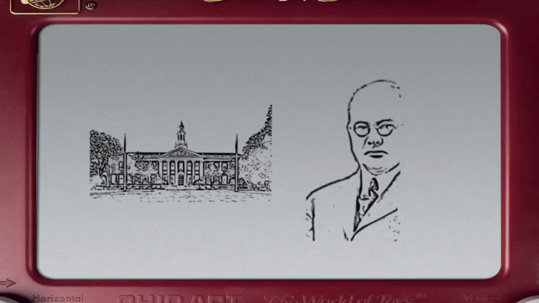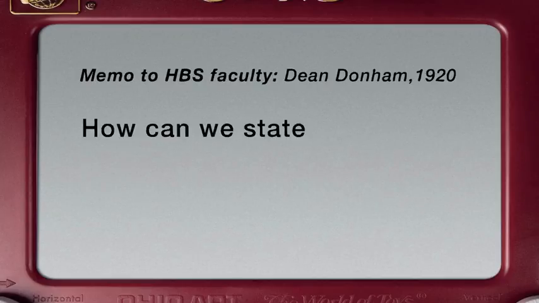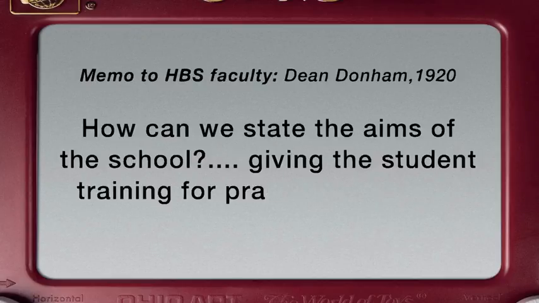In 1919, Wallace Donham was appointed Dean of Harvard's fledgling business school. Shortly after taking office, he outlined his vision for the school in a memorandum to faculty. Donham saw the aims of the school as providing students with a practical training in business.